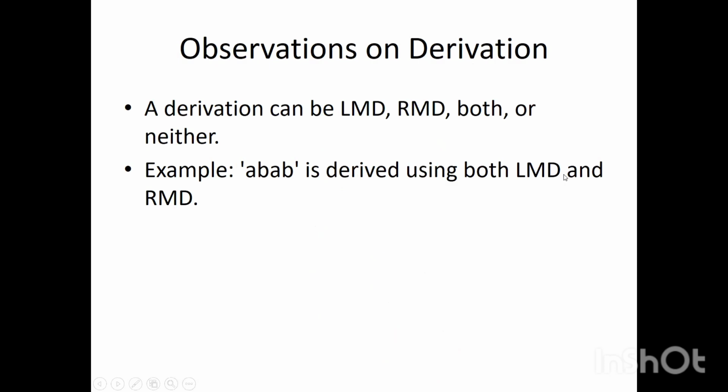Observations on derivation. We have seen in this example that we derived two rightmost derivations. One I explained to you in the starting of the video, and one in the previous slide. We have one leftmost derivation. So what we can say is that a grammar can have more than one, either leftmost or rightmost or both the derivations. Okay.